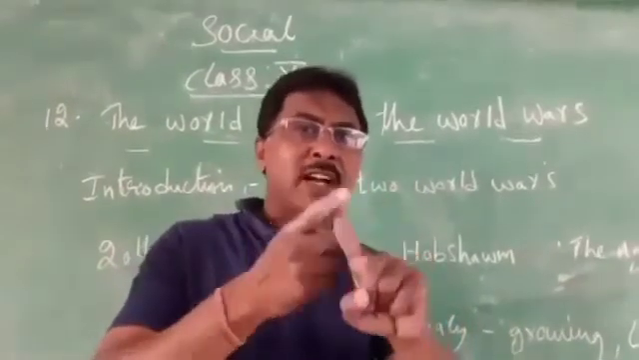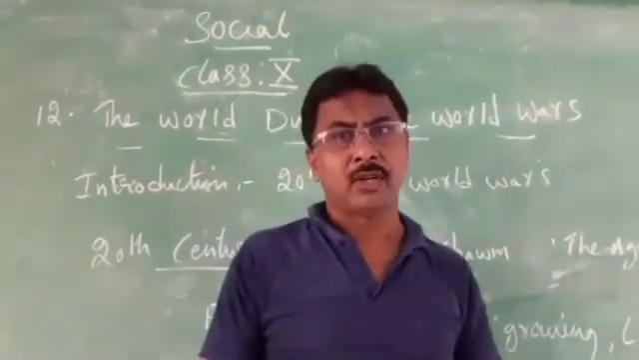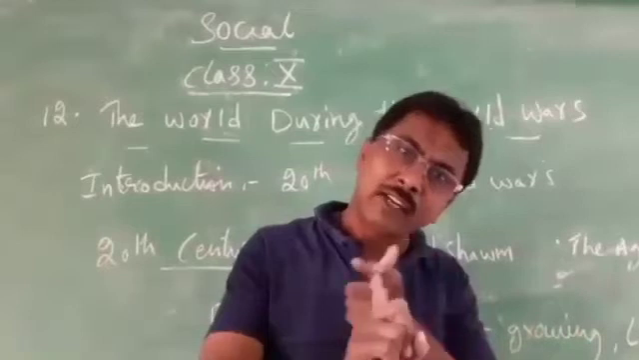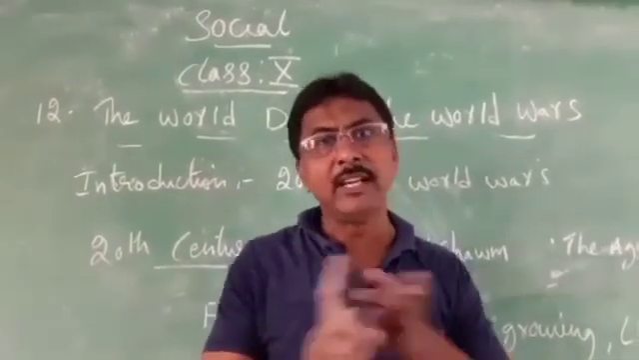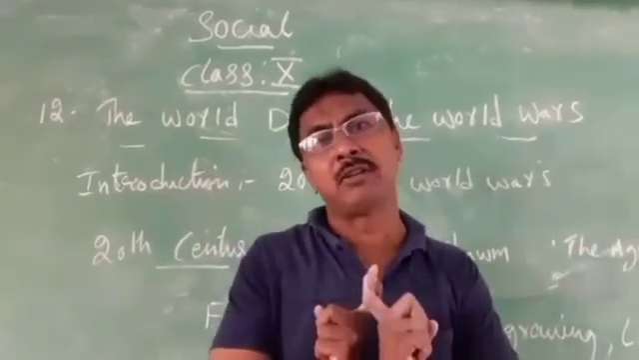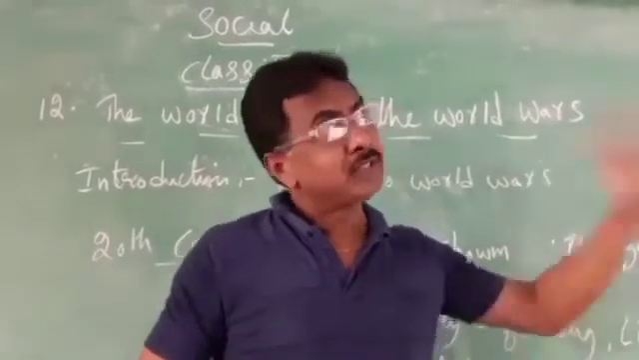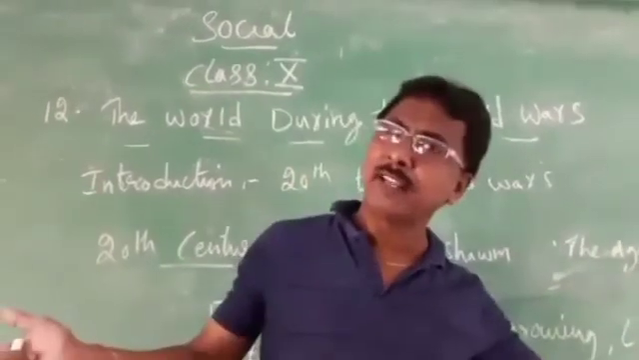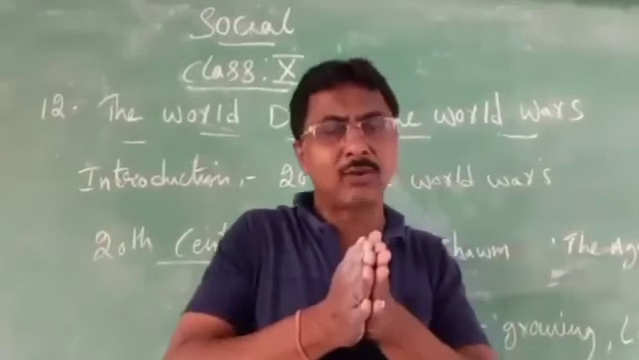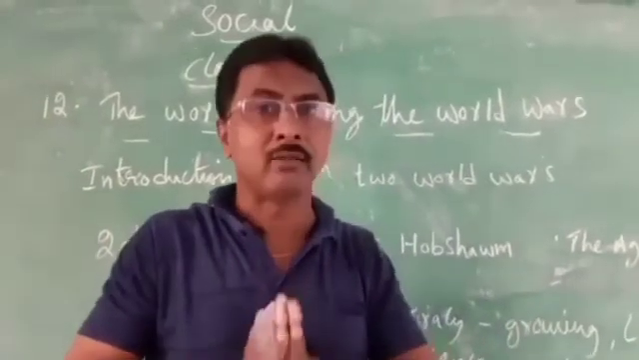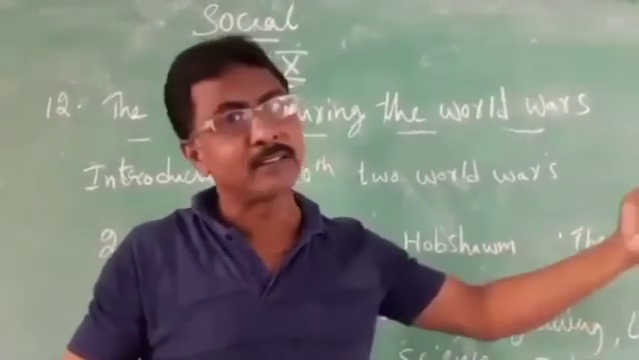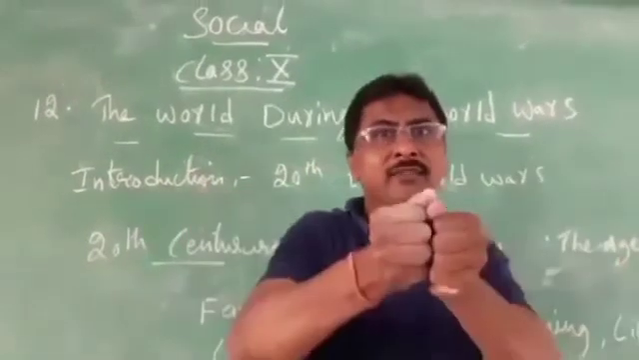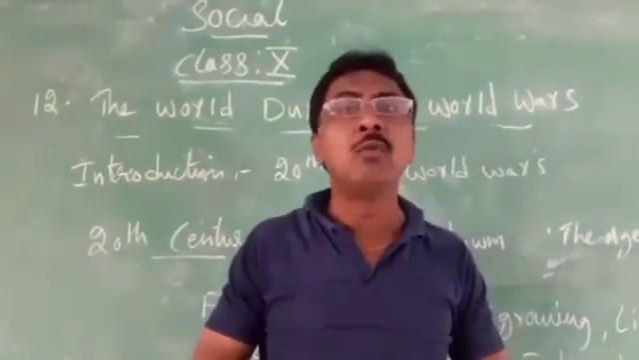If one country fights, they will not call it a war. Suppose India and Pakistan alone fight, we will call it a war. India and Sri Lanka fight, we will call it a war. But when 5 countries on this side and 5 countries on that side are fighting, that is called a world war. Like that, when 5-6 countries on this side and 5-6 countries on that side fight, that is called a world war.